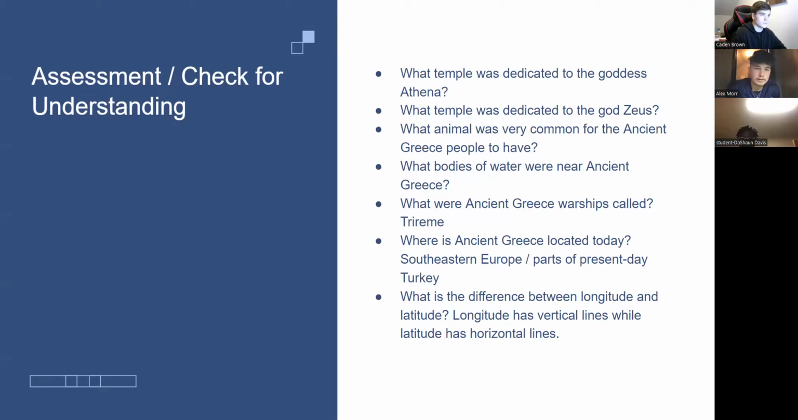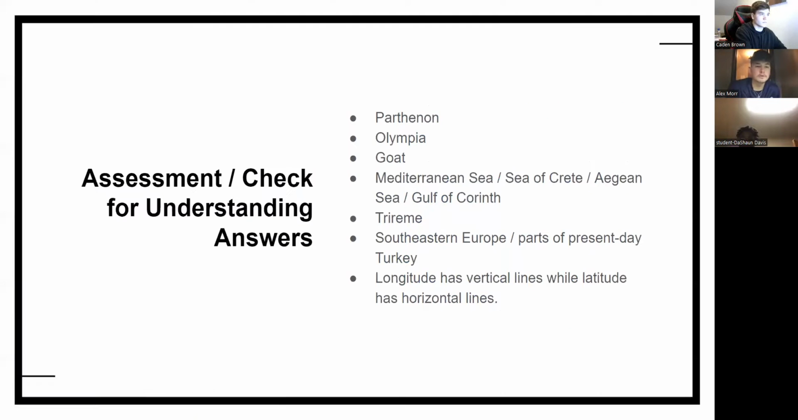What temple was dedicated to the goddess Athena? What bodies of water were near ancient Greece? And what is the difference between longitude and latitude? Then if you go to the next slide, those are our answers. It's a good way, if students want, to review for our quiz, go through some questions, and then they have their answers on the next slide to test themselves.